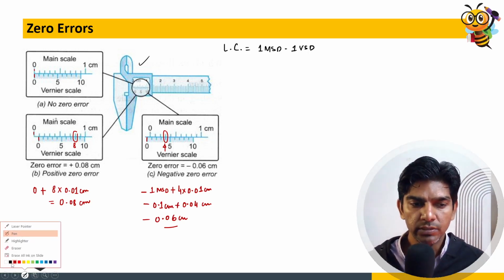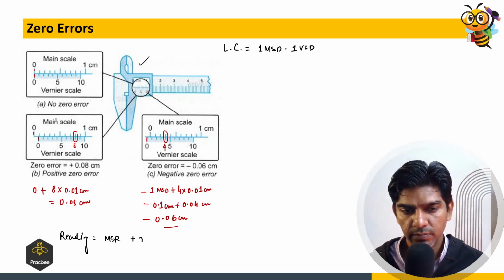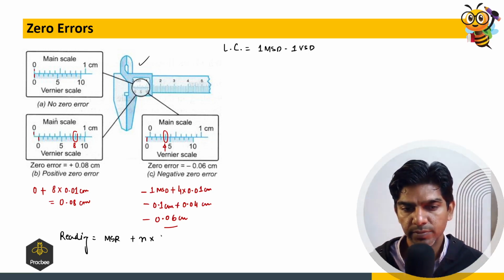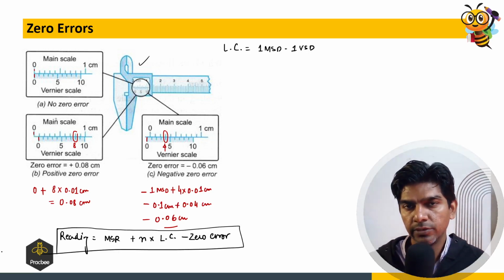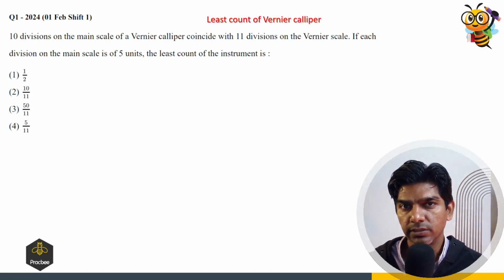And if you want to measure the reading, then the reading will be given as main scale reading plus n, the number of divisions of the Vernier caliper which is coinciding with the main scale, times the least count, minus the zero error. Okay, we'll see how we can use this formula to find the reading with the instrument. So now we know what the least count is and how to find the zero error. Now let us see the questions based on these concepts.